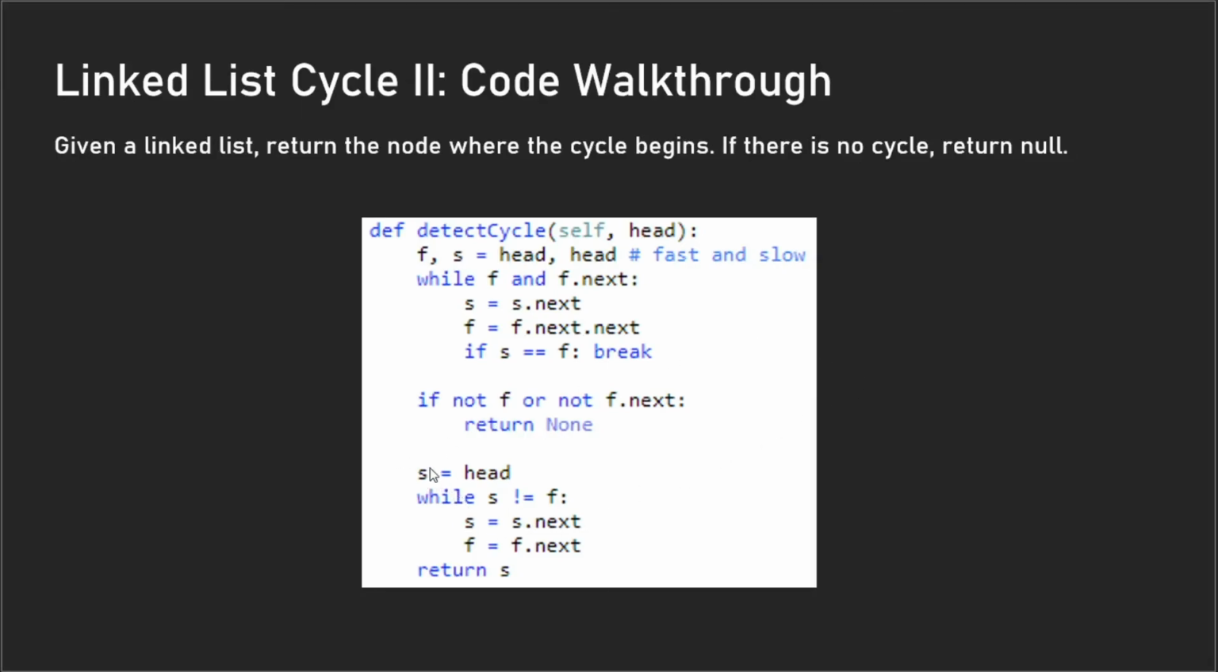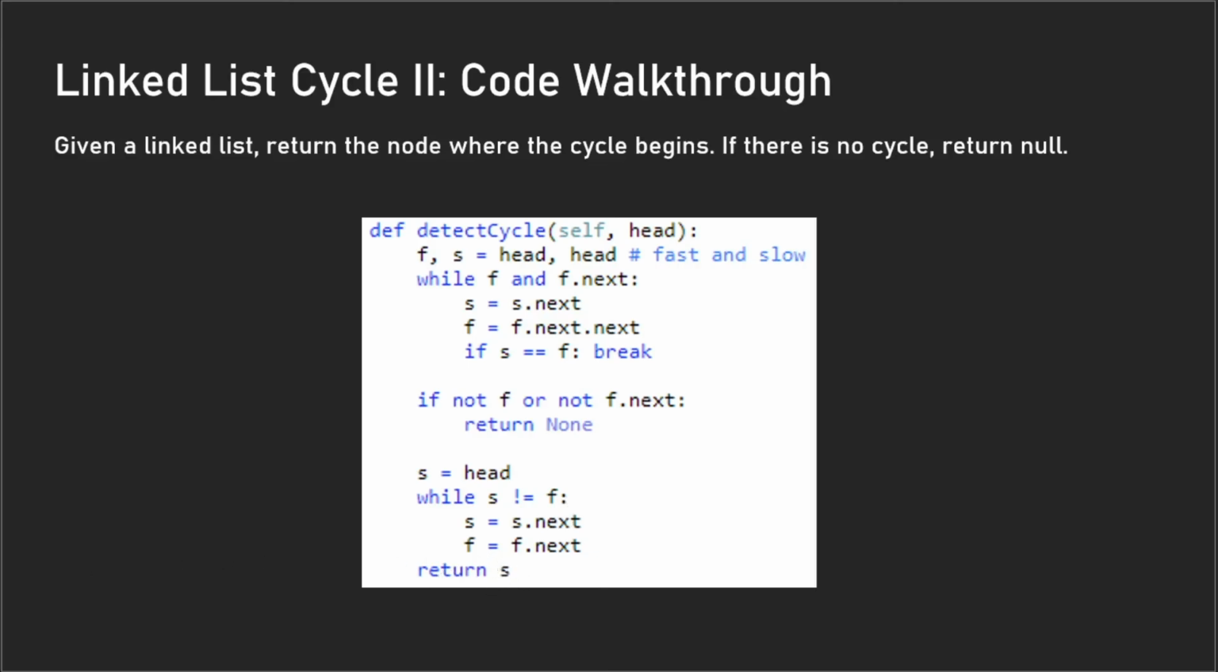Now we set the slow pointer equal to head, and again, we can do this with the fast pointer as well, but I just chose the slow pointer. Then I did while slow pointer is not equal to f, we just increment the slow pointer and the fast pointer. And then at the very end, we just want to return the node where it's at. This while loop is going to break at the point where s is equal to f, and then we're just going to return s, which is the slow pointer. Or you could do f.